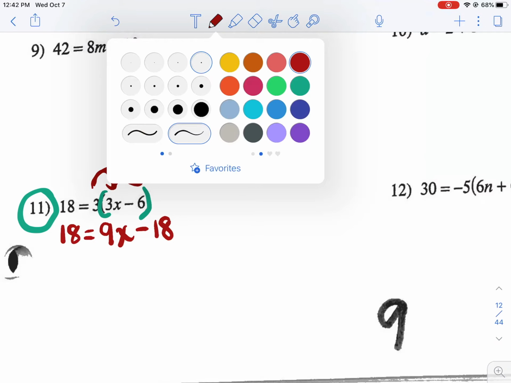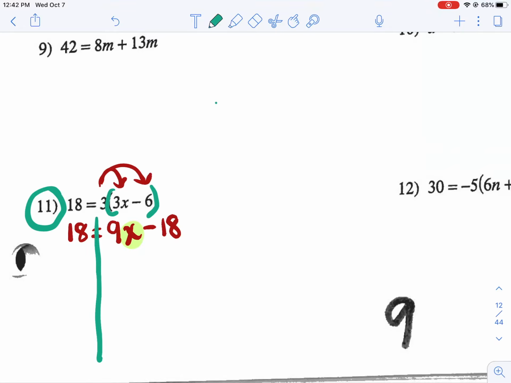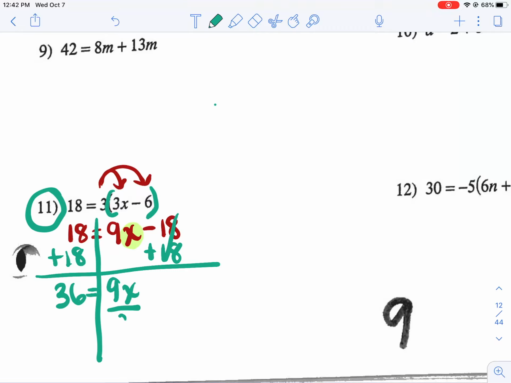So in order to get x by itself, we have two things to do. We need to cancel out this negative 18. The opposite of negative 18 is plus 18. And notice how I'm lining it up underneath here. So 36 equals 9x. Sorry guys, it looks like an 86. And then to get 9 by itself, we're going to divide both sides by 9. So x equals 4.